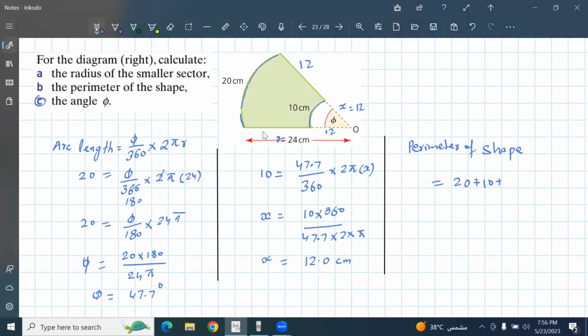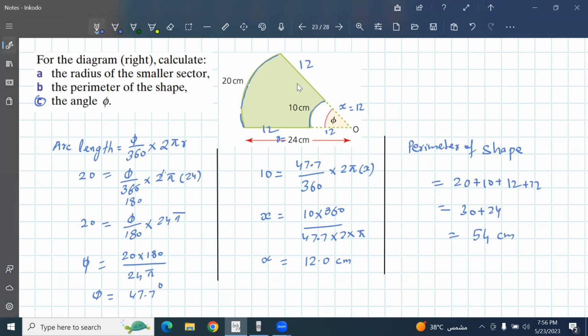But this side is 12, this side is also 12. So add 12 plus 12, we will get the answer. So 30 plus 24, that would be equal to 54 centimeter. So this is the answer of B part.